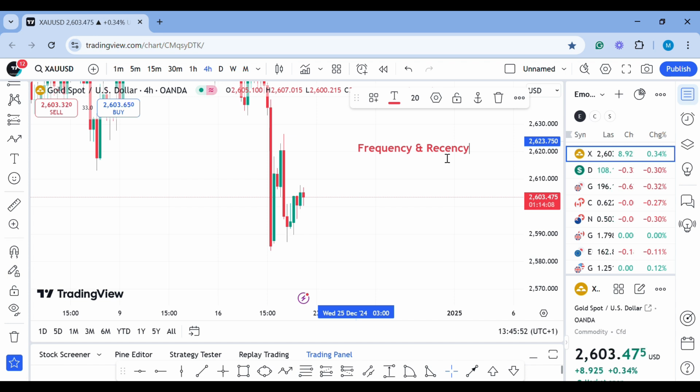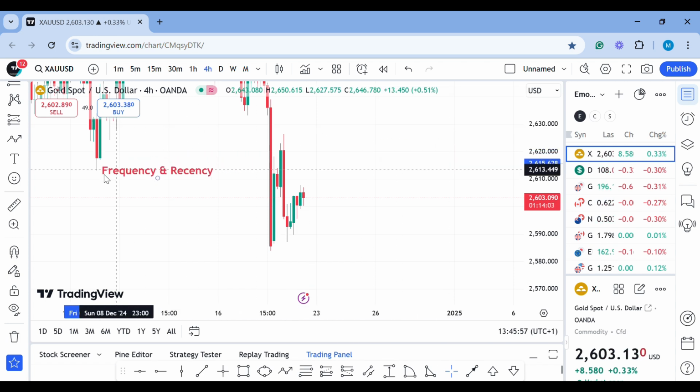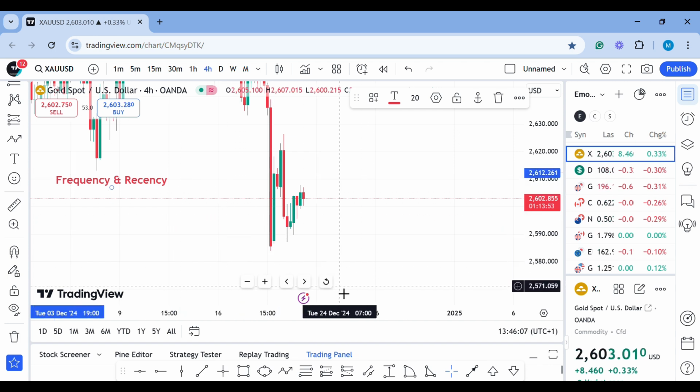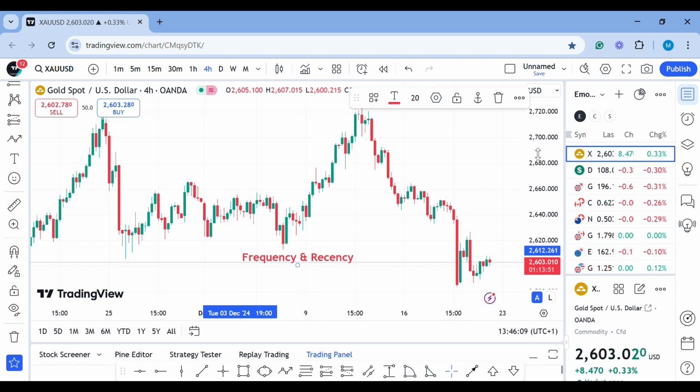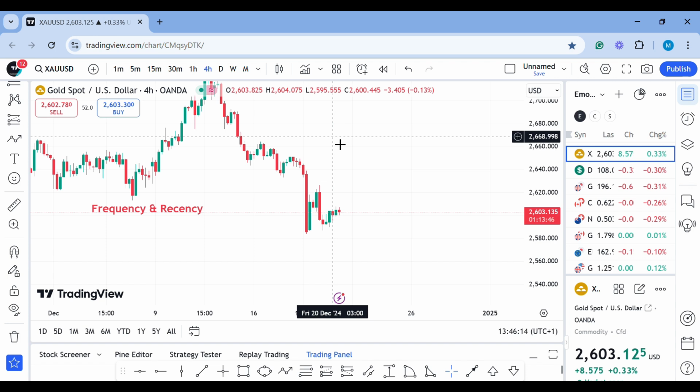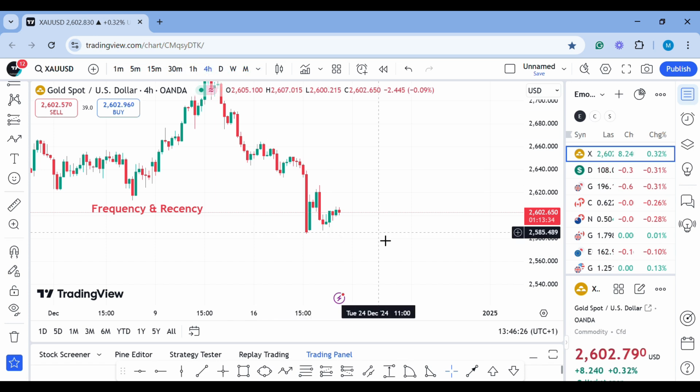So now let's mark out our F&R zone first, which is how frequent the zone has happened and how recent it is. Again, how to know a valid frequent zone and a valid recent zone, which is a valid F&R zone. How to know a valid F&R zone. From this point, you can see this time frame is H4, which is the 4-hour time frame.